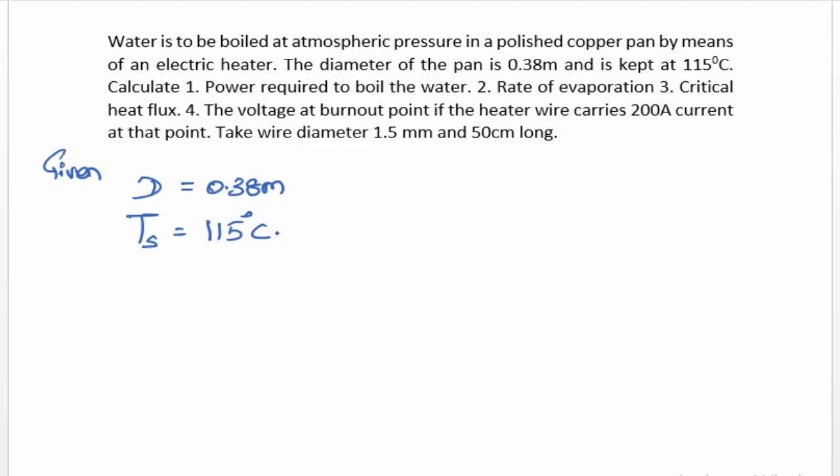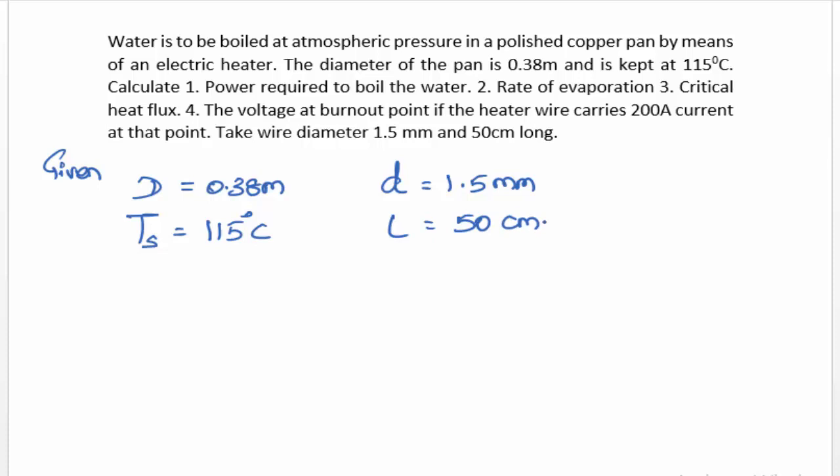Third one, critical heat flux. Fourth one, voltage at burnout point. So if the heater wire carries 200 ampere current at that point, which is given for the fourth subdivision, take the wire diameter as 1.5 mm and it is 50 cm long. So wire diameter is small d equal to 1.5 mm and length of the wire is 50 centimeter.